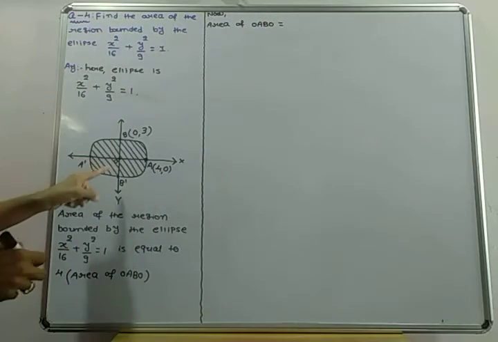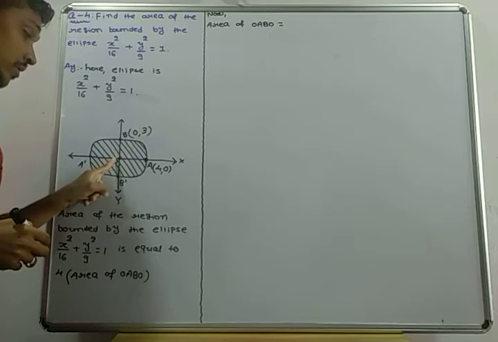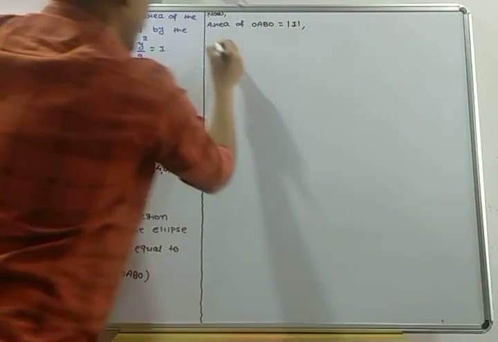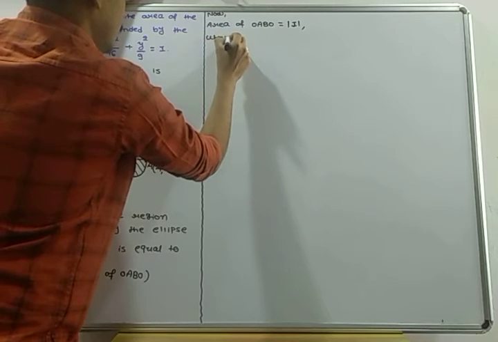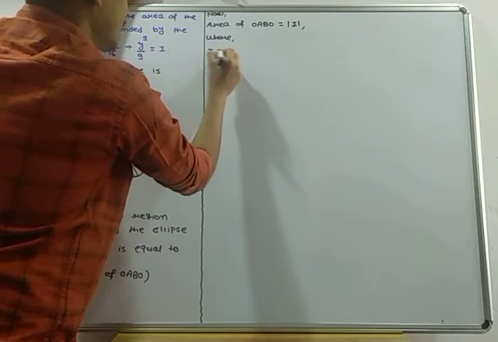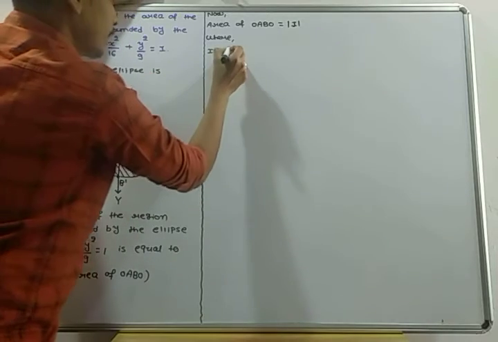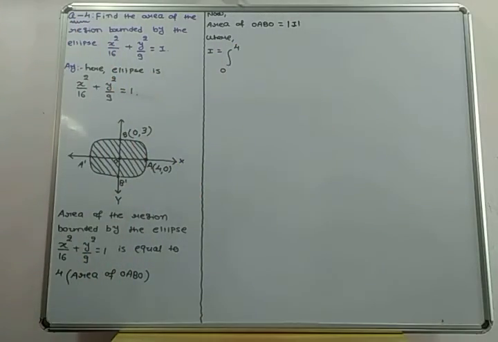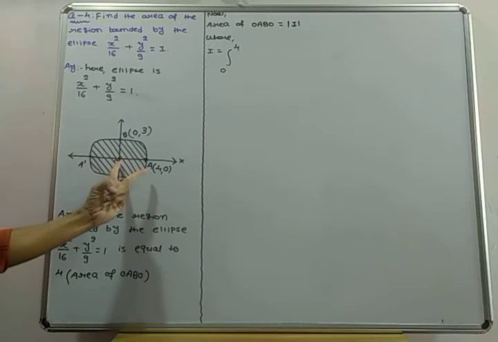Area of one part is equal to mod of I, where I equals the integration from 0 to 4. 0 and 4 are the values of x.